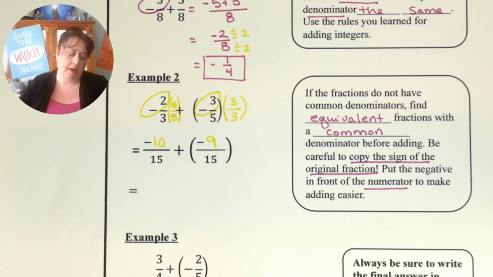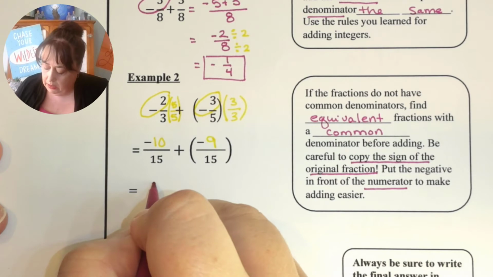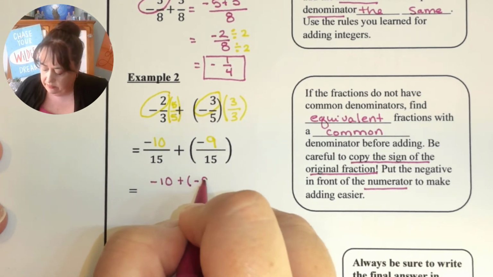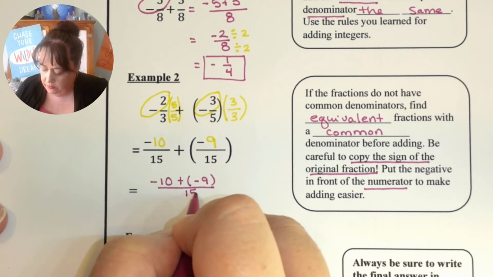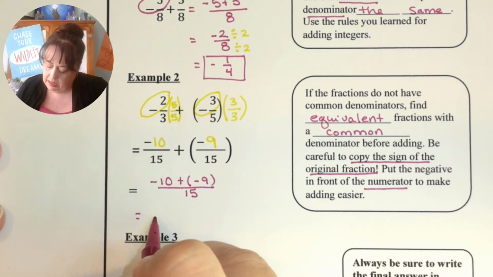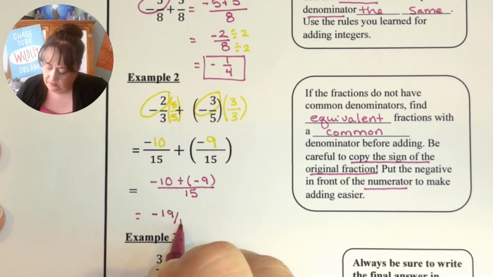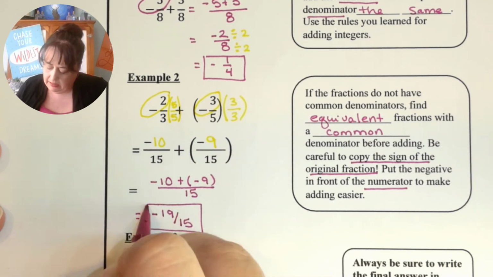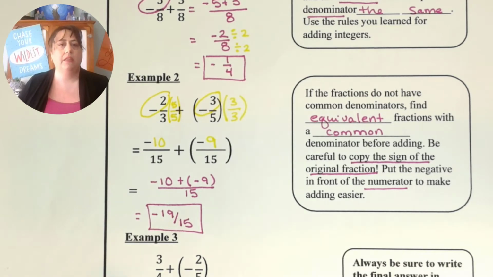Again, I like to rewrite it into one problem where my numerator is all together on the top. So negative 10 plus a negative 9 all over 15. So negative 10 plus negative 9 is a negative 19 fifteenths. And we're going to go ahead and leave it just like that. It's okay to leave things as this improper fraction. We don't have to take it to a mixed number anymore. Sometimes you might be asked to. If you are, go ahead and do that, but this is just fine. And so we're just going to leave it there.